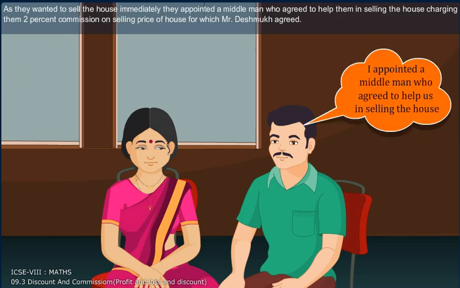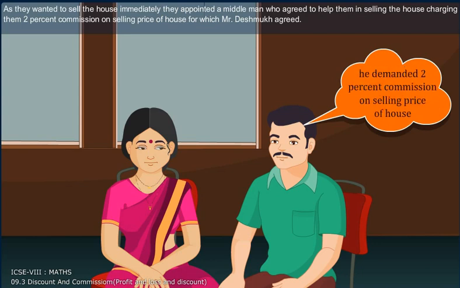As they wanted to sell the house immediately, they appointed a middleman who agreed to help them in selling the house, charging them 2% commission on the selling price of the house, for which Mr. Deshmukh agreed.